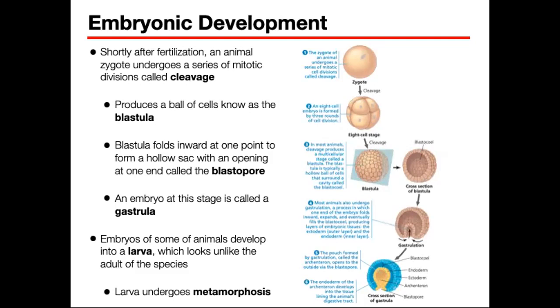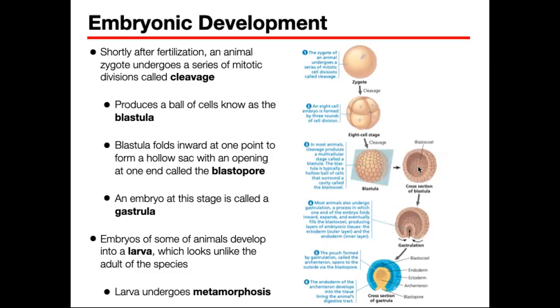In most animals, the embryo at this stage would undergo gastrulation. And the embryo at this stage is also called a gastrula in some textbooks. So gastrulation is basically a process in which one end of the embryo would fold inward, it would expand, and it would eventually fill the blastocoel. So come to think of it, it's like modeling clay. Just look at it like modeling clay that is hollow in the middle.